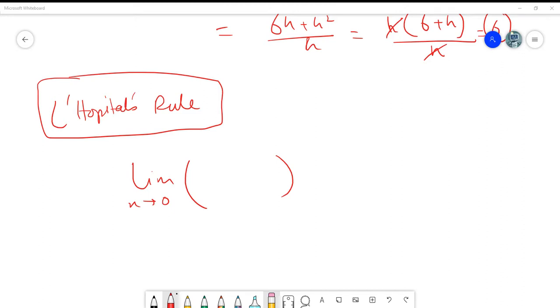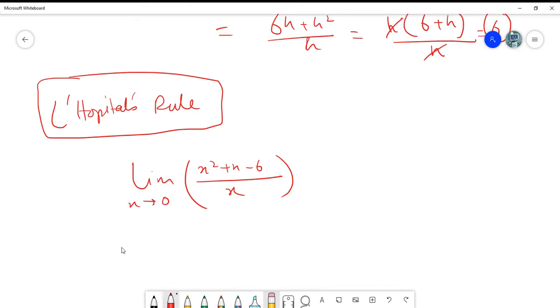So let's suppose we have x squared plus x minus 6 over x. Now suppose we have this expression to find the limit of, and as you can see, this cannot be further simplified, and if I put x equals 0, I will end up with minus 6 over 0, which does not really make much sense.